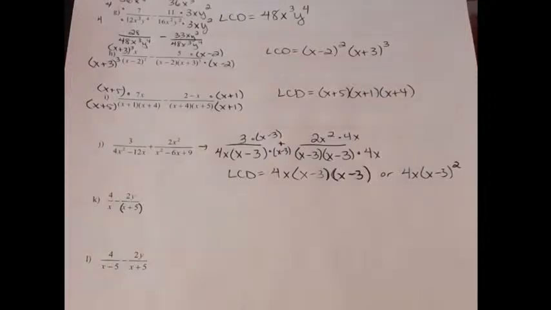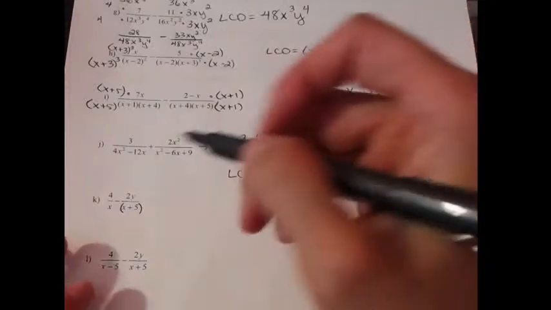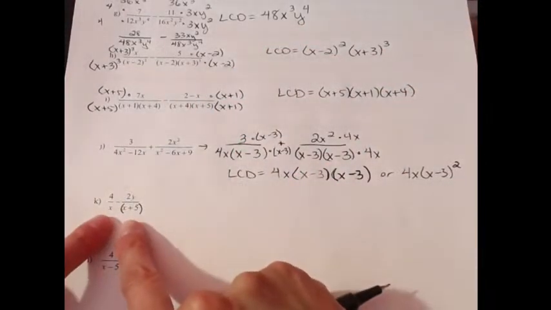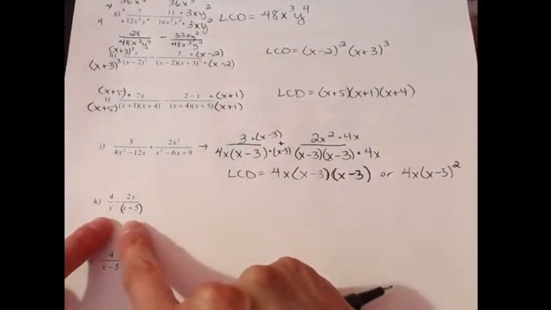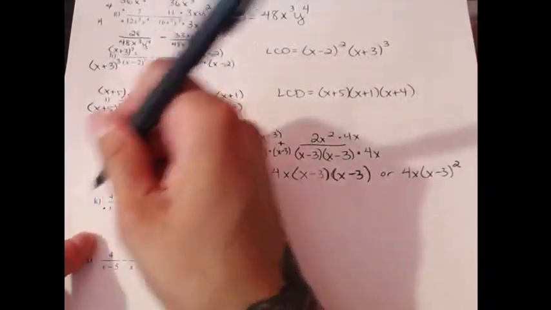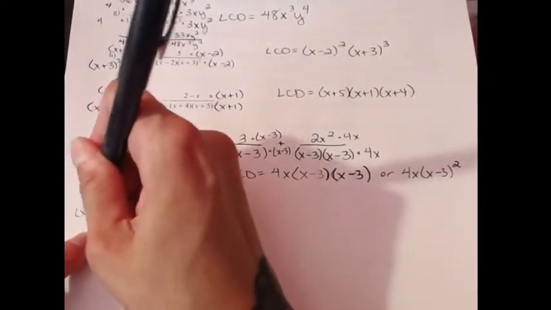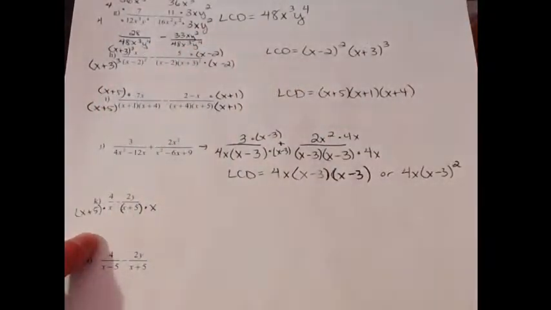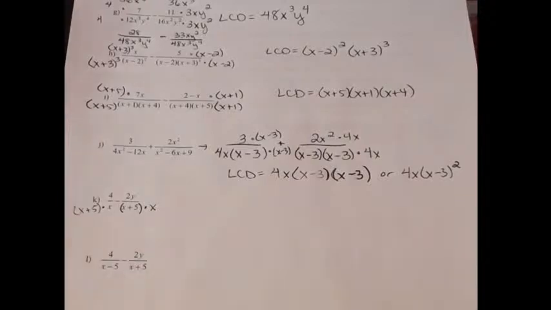So having said that, when we have 4 over x minus 2y over x plus 5, I immediately recognize that this first fraction has an x. This second fraction has an x plus 5. That means I'm missing an x in my second fraction, and I'm missing an x plus 5 in my first fraction. Does that make sense? We need both of these factors here.